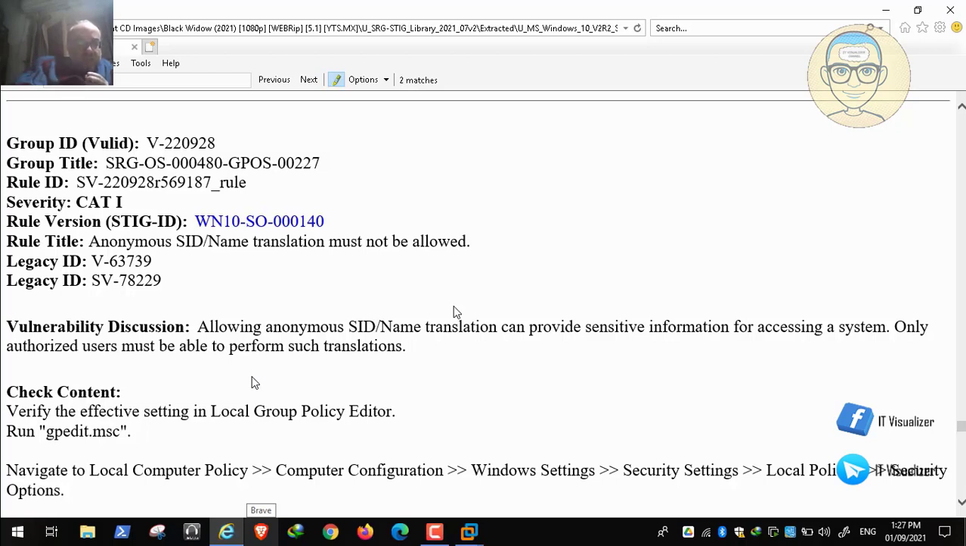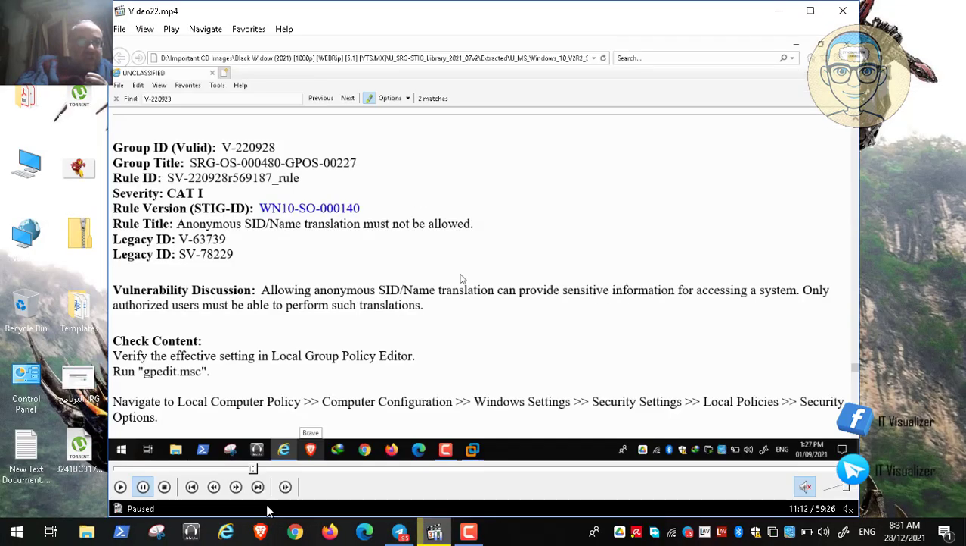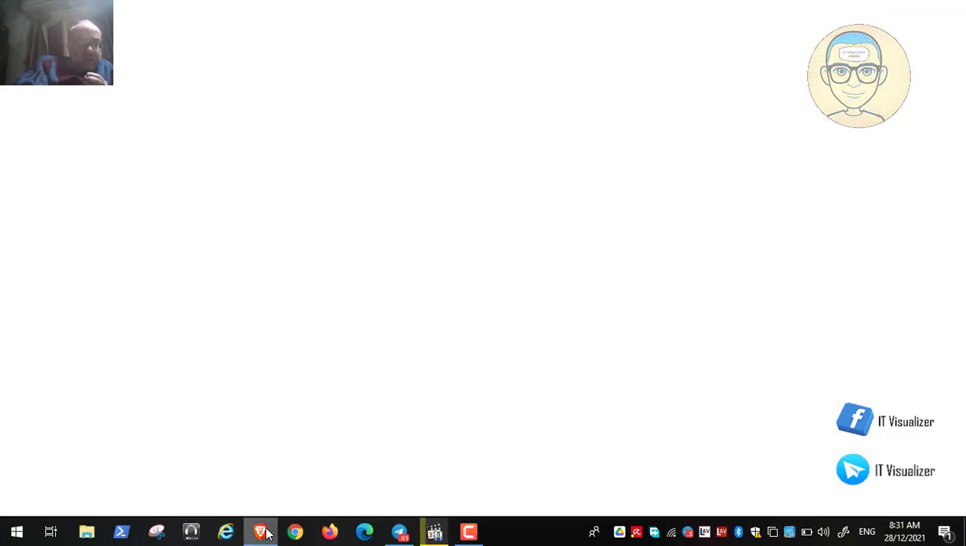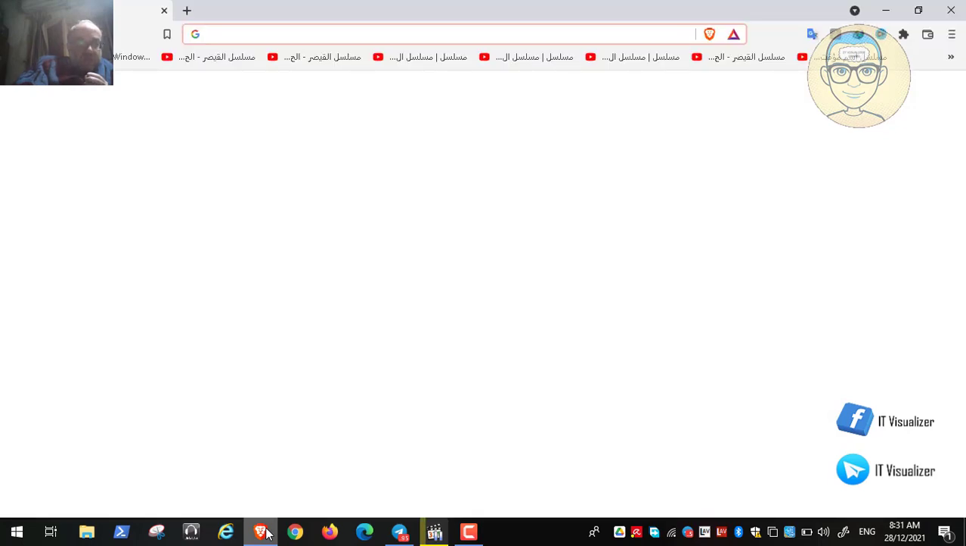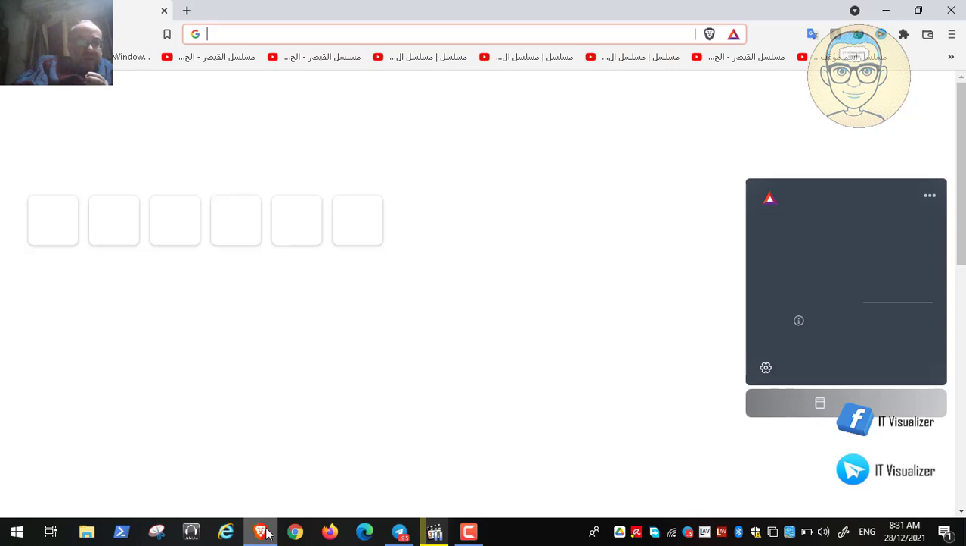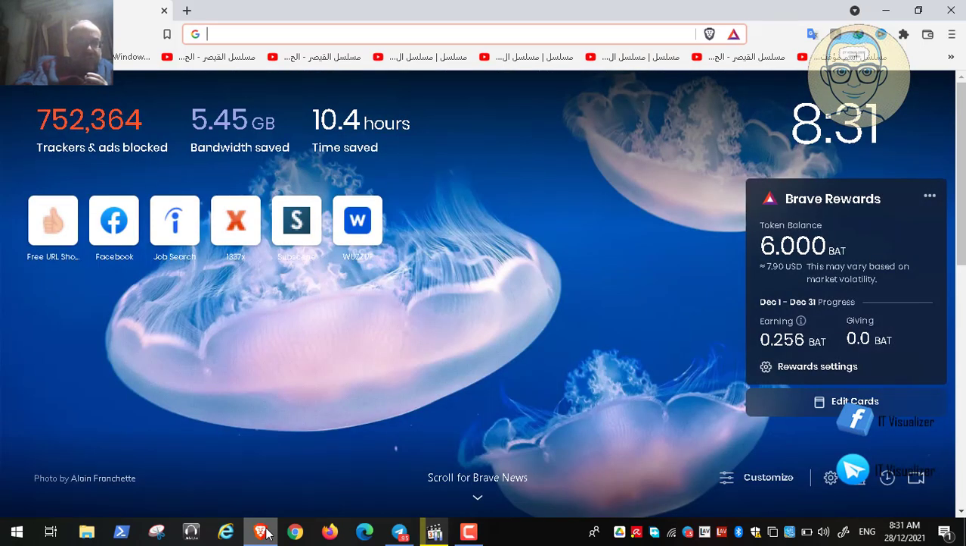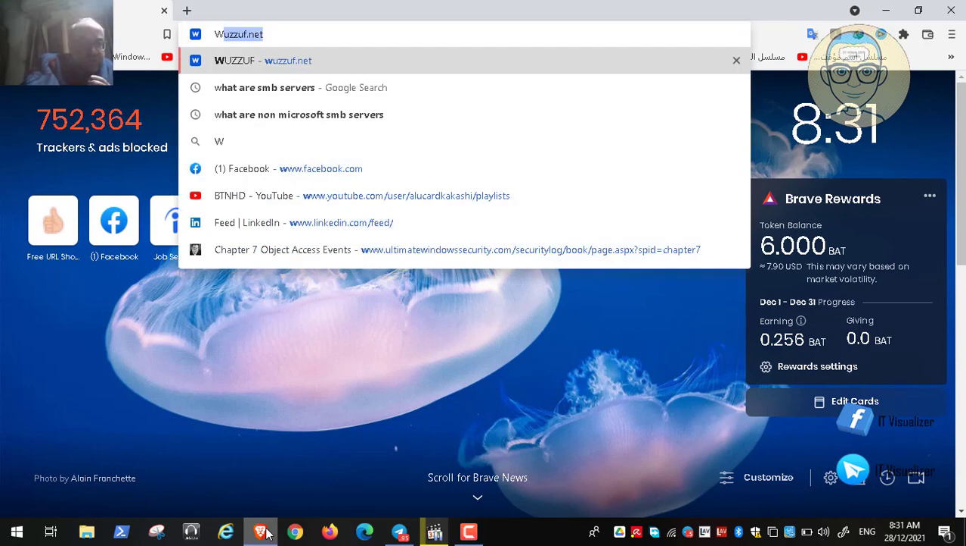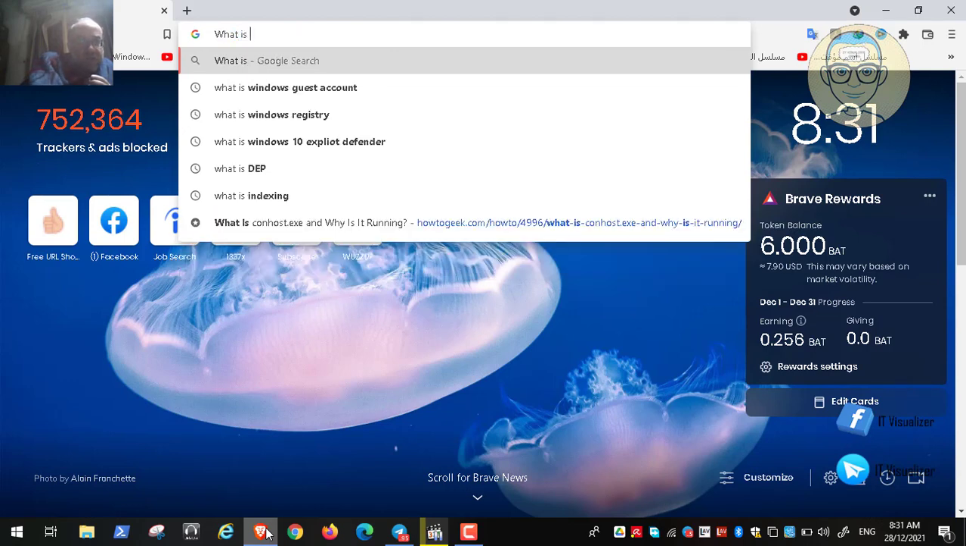Anonymous SID name translation must not be allowed. Allowing anonymous SID translation can provide sensitive information for accessing a system. Only authorized users must be able to perform such translations. What is SID? Every user and every computer in the domain has a name, but to make the domain controller differentiate, or to have a more accurate way to verify users and computers, they have a unique number called SID.